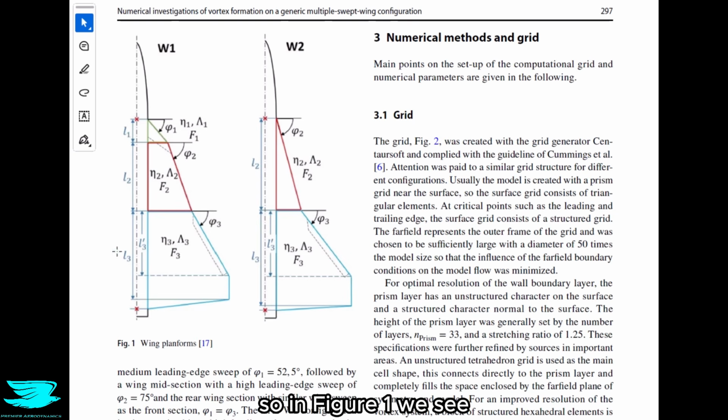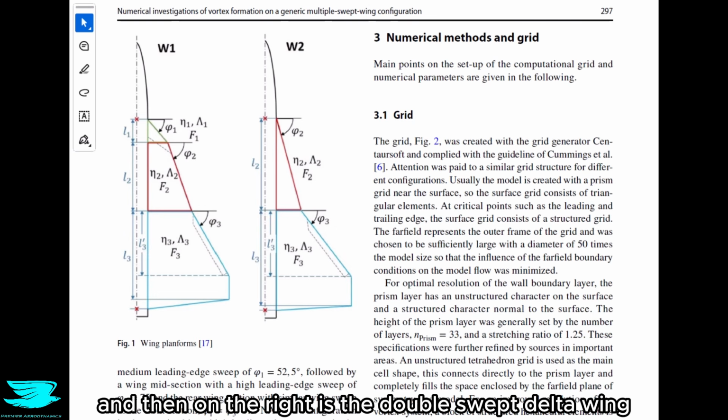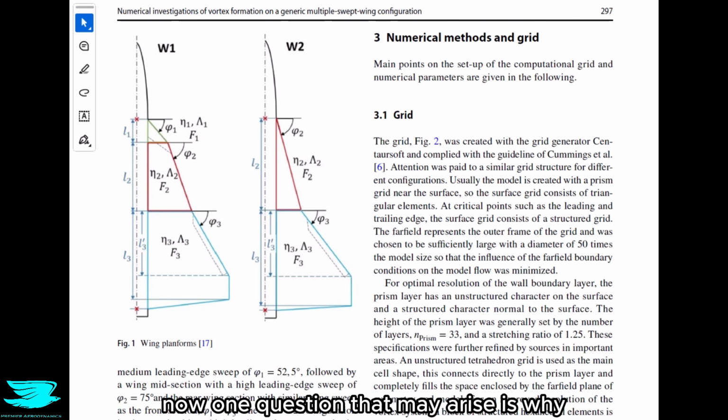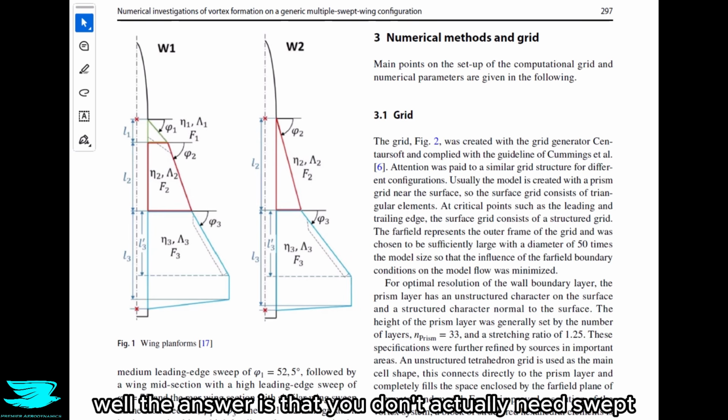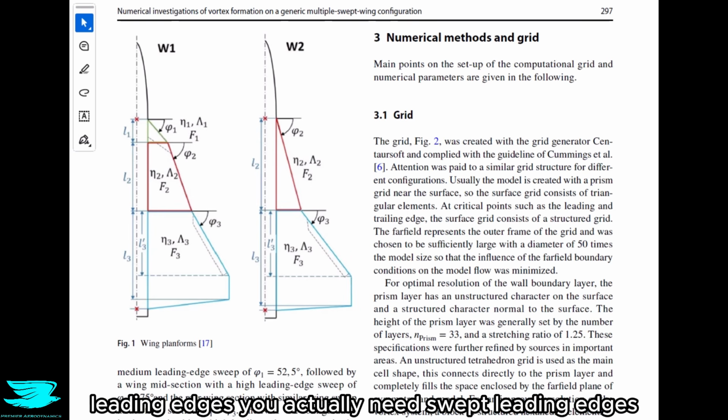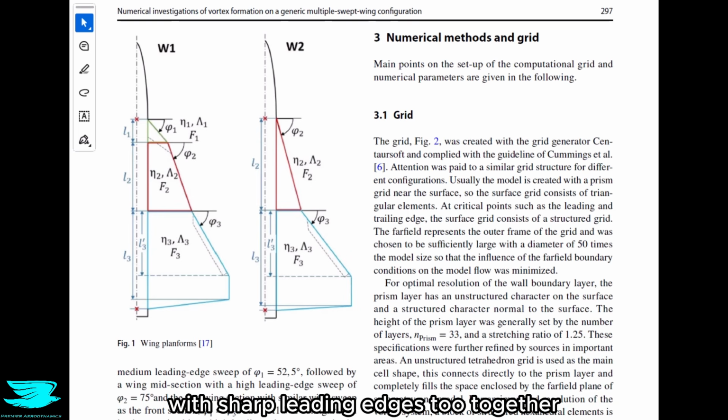So in figure 1, we see 2 different plan forms the authors looked at. On the left is the triple swept delta wing, and then on the right is the double swept delta wing. Now, one question that may arise is, why? Why do you need swept leading edges, especially to produce vortices? Well, the answer is that you don't actually need only swept leading edges. You need swept leading edges with sharp leading edges too, together. That then allows the flow to roll up over them and into vortices.